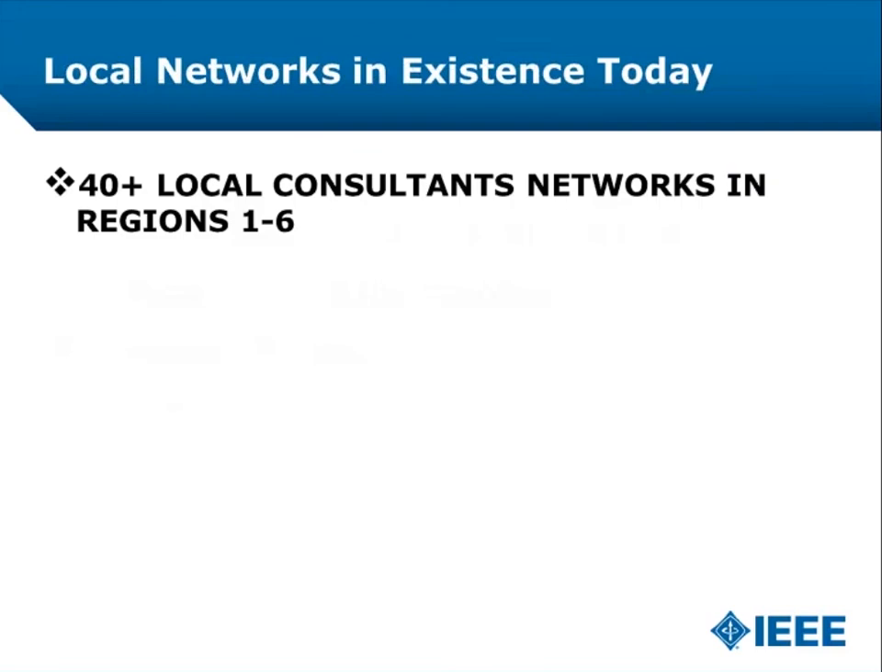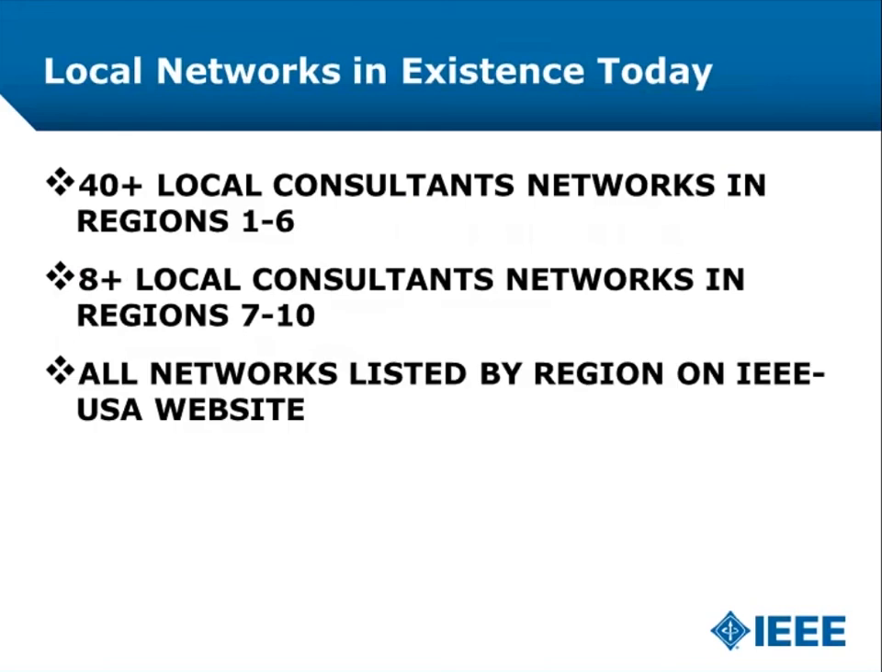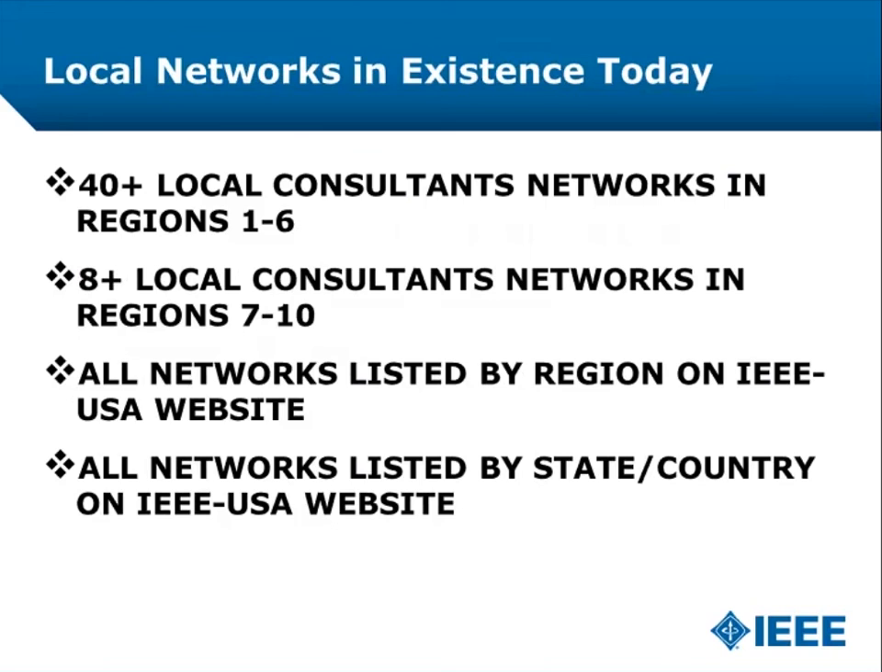There are over 40 local consultants networks in regions 1 through 6. And there are about 8 or more local consultants networks in regions 7 through 10. We can find out where they all are because they're all listed by region on the IEEE USA website. You'll find it goes from region 1 through region 10 and gives you the names of all the local consultants networks within those regions and how to contact the leaders to get further information. The networks are also listed by state or country, so there are actually like 2 directories. One shows you regions 1 through 10. The other one shows you by state, alphabetically within the United States and within the countries around the world. And these are all available either way by region or by state and country on the IEEE USA website.